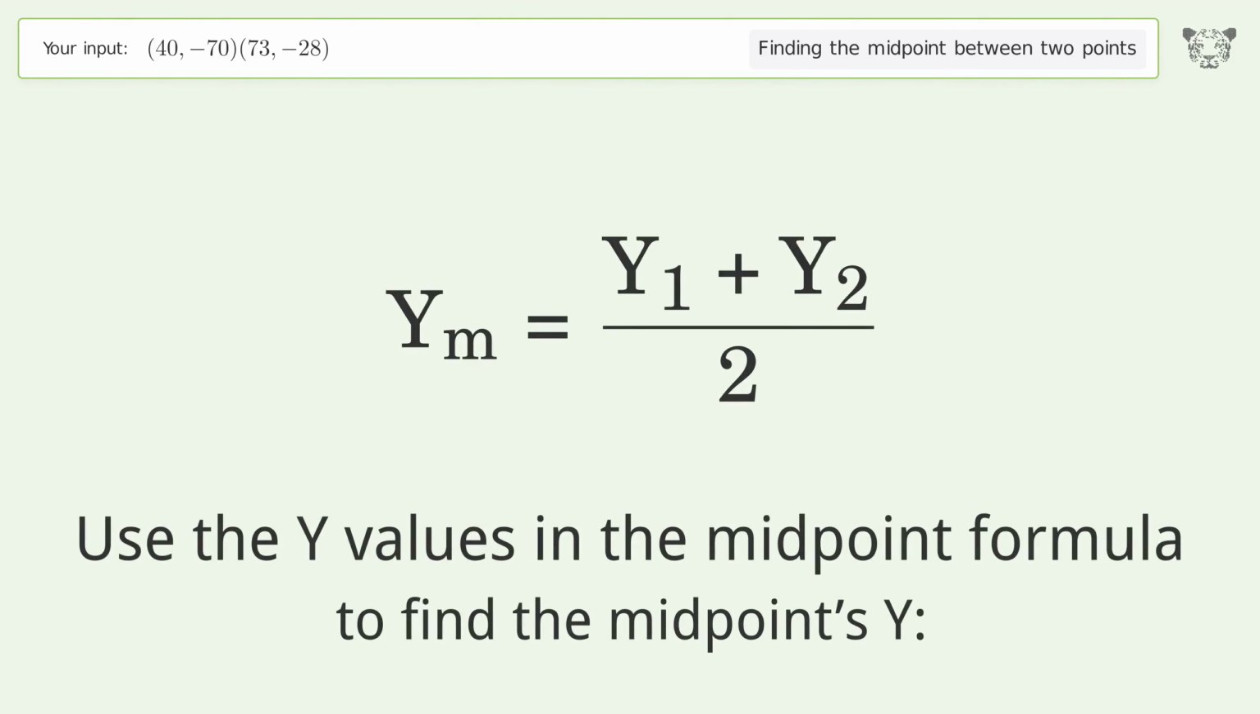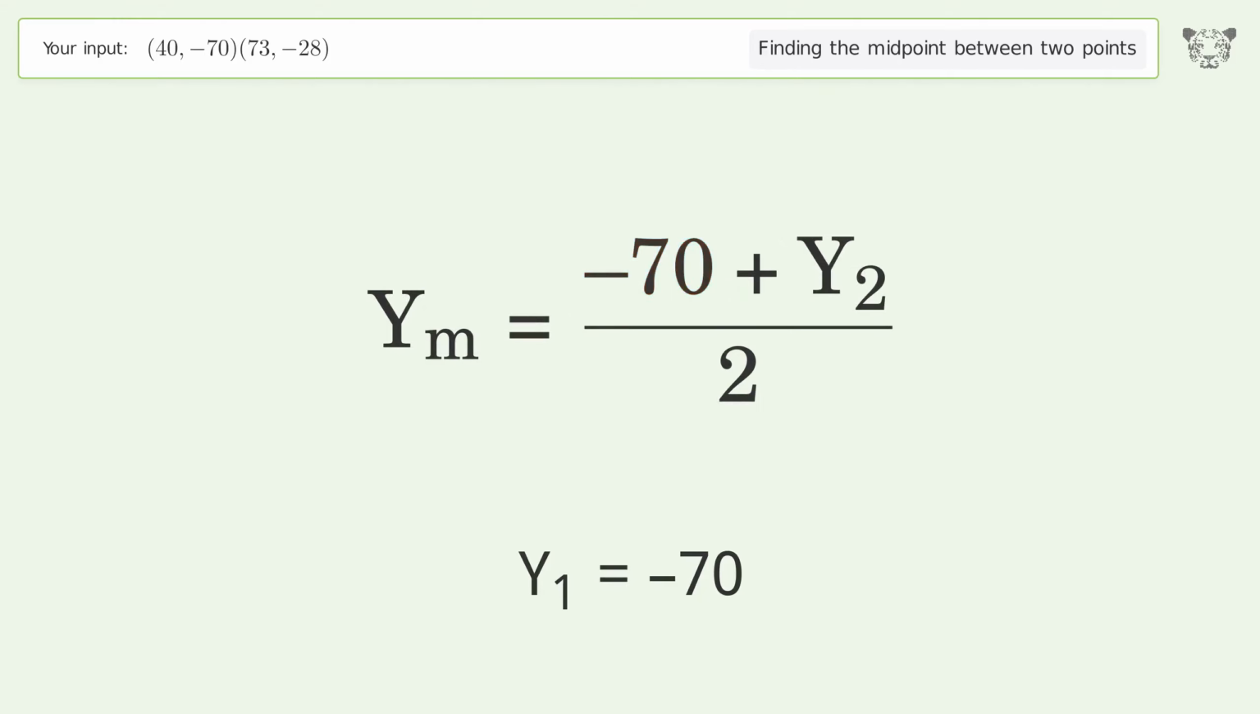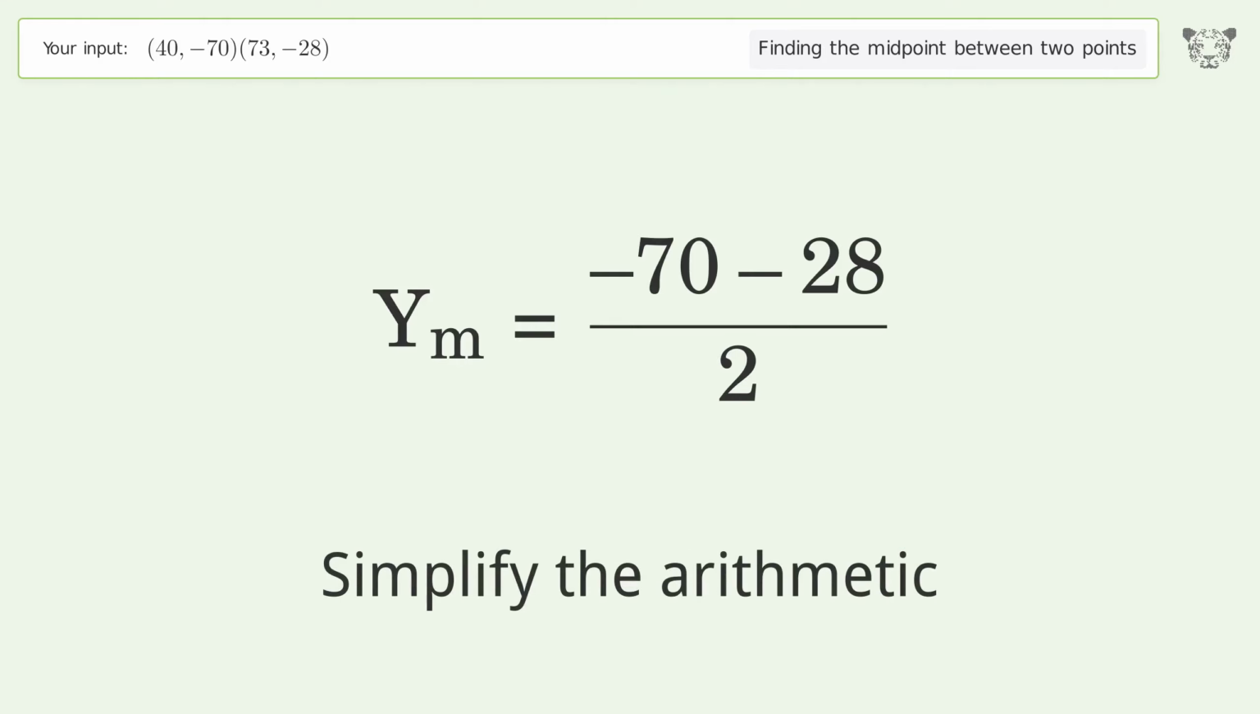Use the y values in the midpoint formula to find the midpoint's y. y1 equals negative 70. y2 equals negative 28. Simplify the arithmetic.